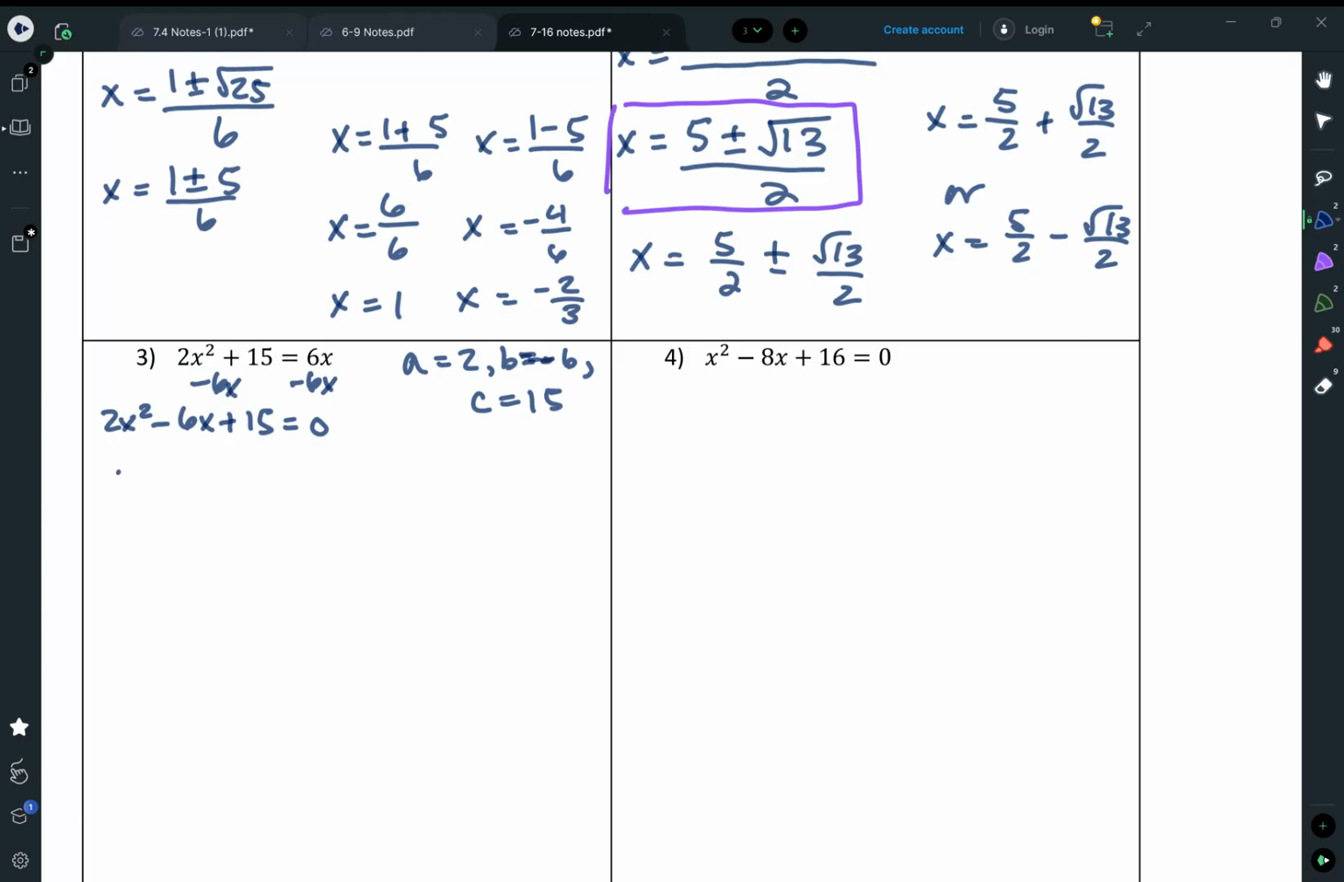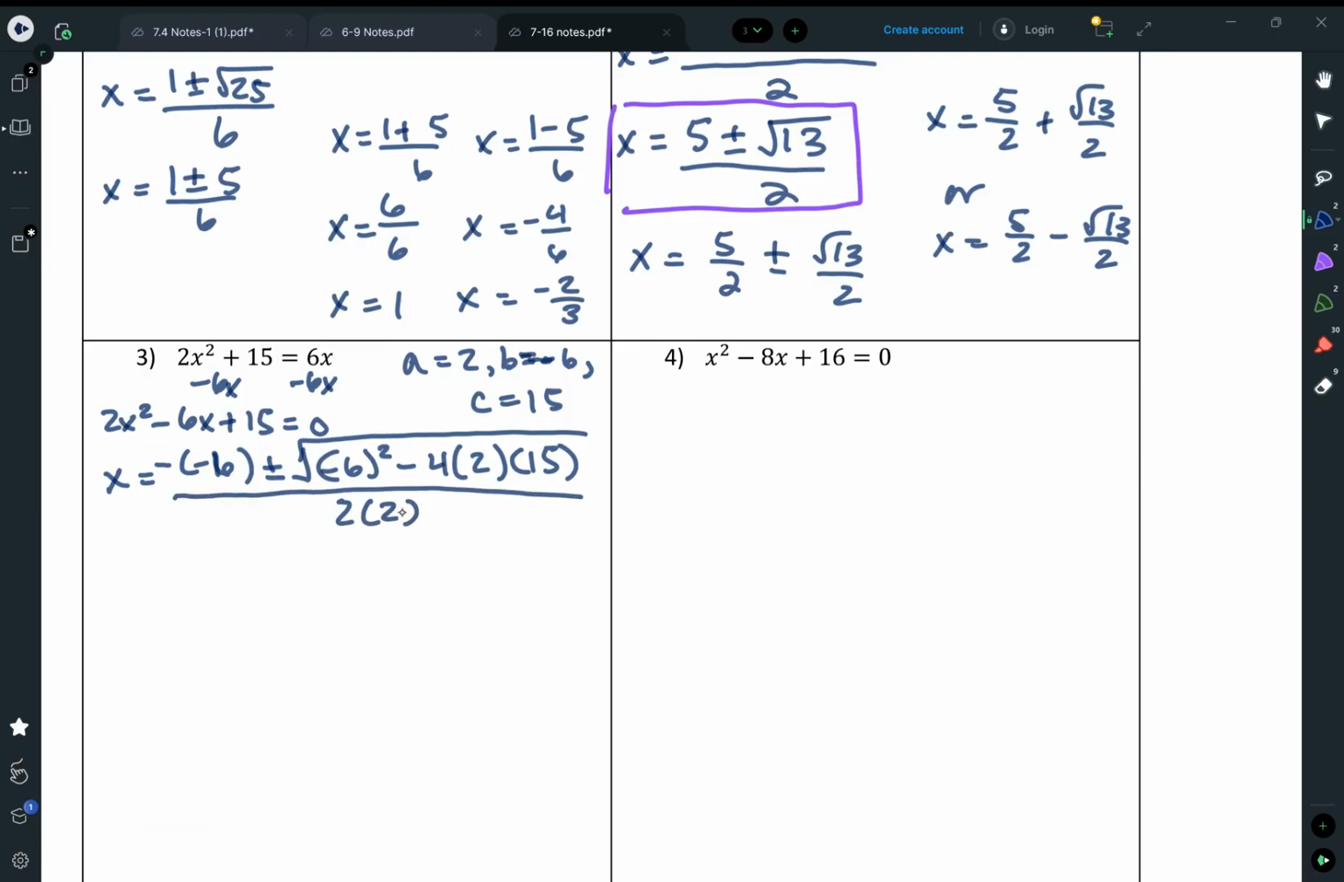So quadratic formula, x equals negative b, so negative of negative 6, plus or minus the square root of b squared, so the quantity negative 6 squared, minus 4 times a times c, so 4 times 2 times 15. I'm going to make my square root go over all of that, 2 times 2. So let's go through and do all those little pieces again. So I have a positive 6 now. 6 squared is 36. 4 times 2 times 15: well, 2 times 15 is 30, and 4 times 30 is 120. And this is all over 4.